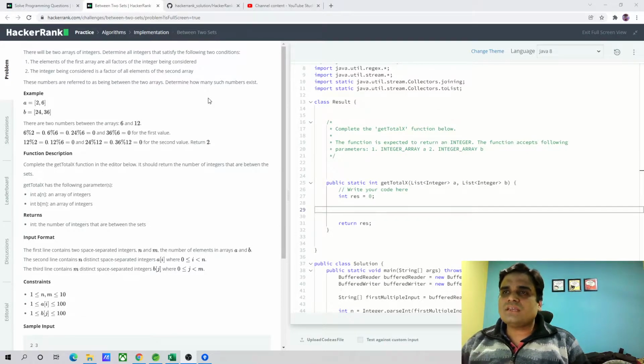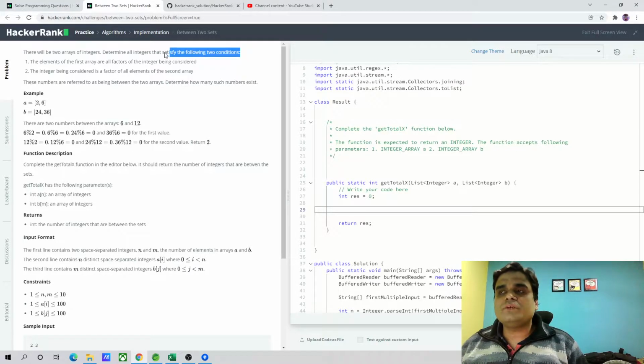Since the requirements are given in such a vague manner, it becomes very difficult for us to comprehend them and write the code. So let me give the gist of the problem statement, and then I'll tell you what we are going to achieve and how we are going to solve this problem. In the problem statement, it is given that there are two arrays of integers. Determine all the integers that satisfy the two conditions.